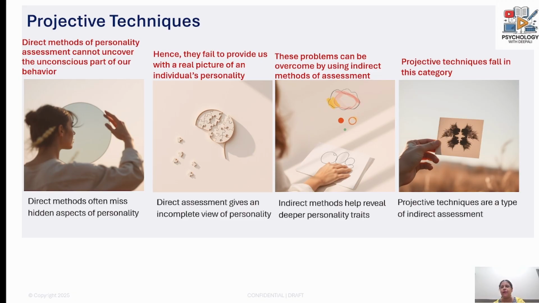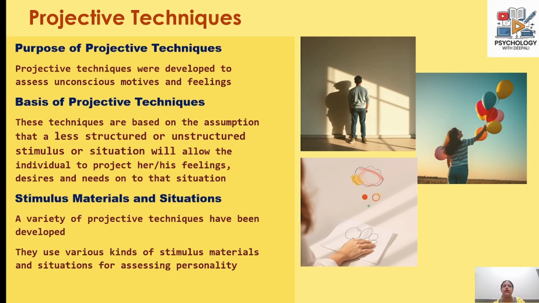Some of these direct methods, which were used earlier, were the questionnaires and inventories. And to overcome the drawbacks of these direct methods, certain projective techniques were created, and all the projective techniques basically come in the category of indirect measurement. Now, what is the purpose of a projective technique? A projective technique was developed to assess the unconscious motives, feelings, and conflicts of the person.